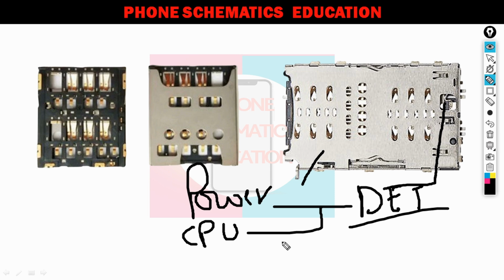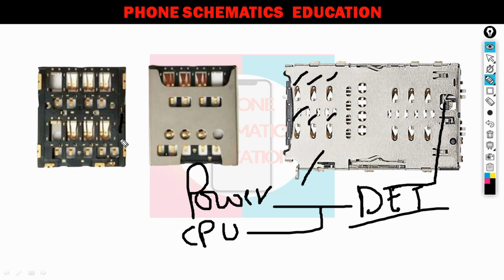With the phone on, in any phone today, you can remove the SIM and insert a new SIM again without switching off or restarting the phone. Your CPU detects it automatically. So how does this line work? First you understand this. After that I will give you the information about these pins, right?